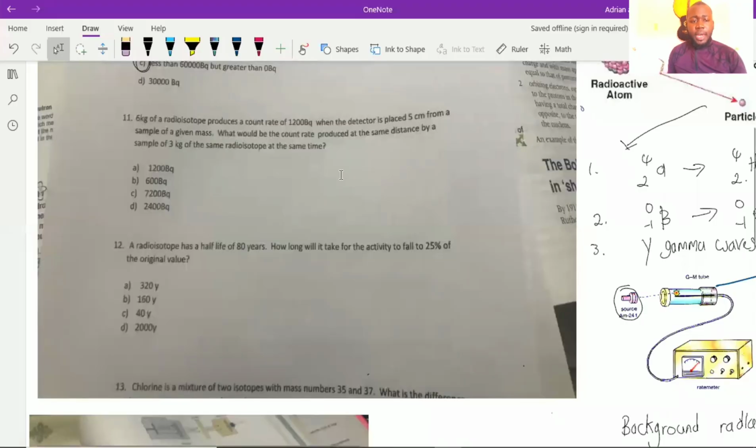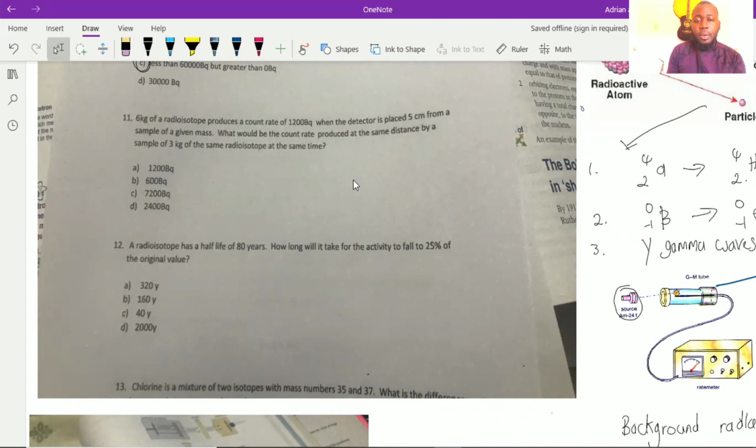All right, so let's look at the second question. And it reads, 6 kilograms of a radioisotope produces a count rate of 1,200 becquerel when the detector is placed 5 centimeters from a sample of a given mass. What would be the count rate produced at the same distance by a sample of 3 kilograms of the same radioisotope at the same time?